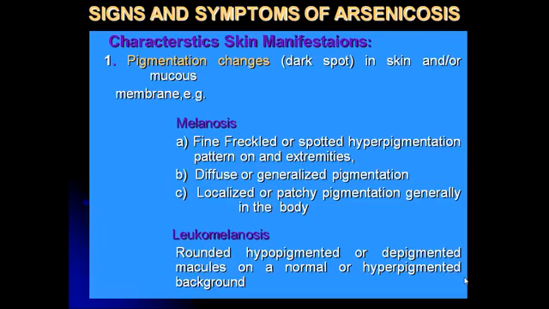Melanosis is a fine freckled or spotted hyperpigmentation pattern mainly on the extremities, sometimes diffuse or generalized pigmentation, sometimes localized or patchy pigmentation, generally all over the body. Leukomelanosis is the rounded hypopigmented or depigmented macules on a normal or hyperpigmented background.